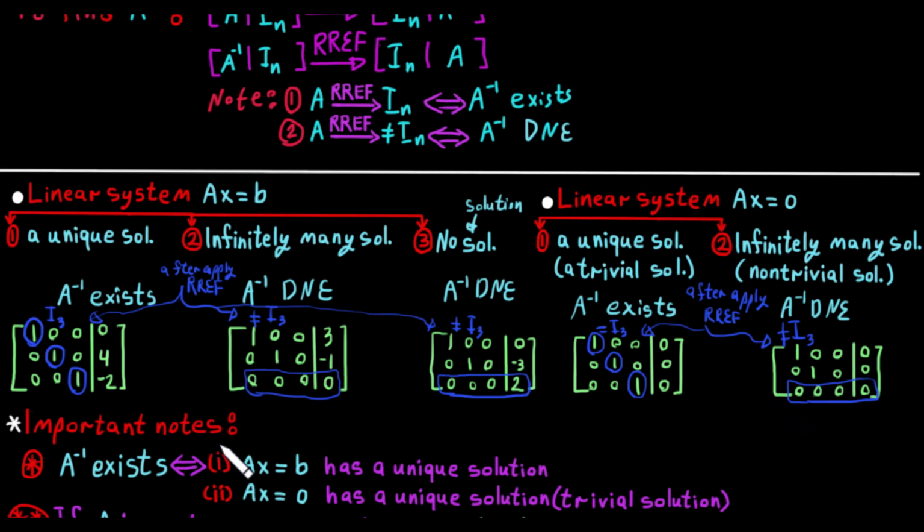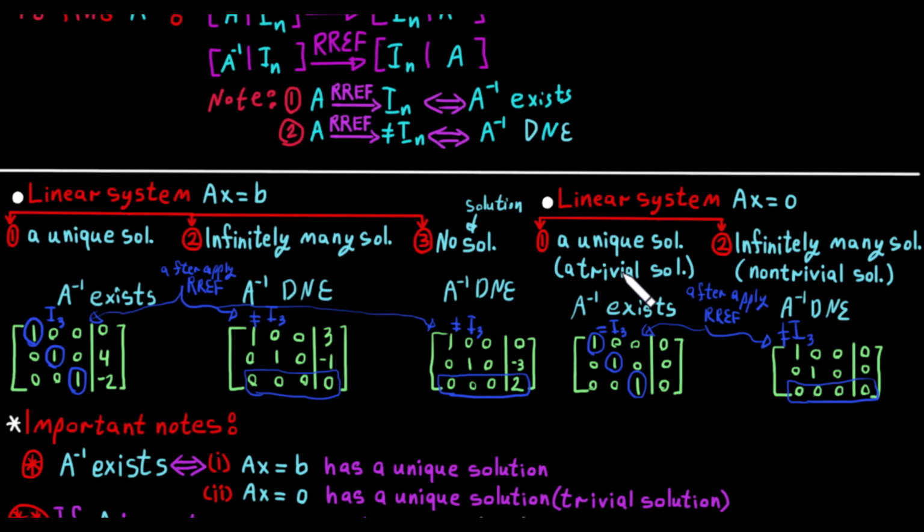I wrote here also an important note: if A inverse exists, then AX equal to B has a unique solution, as we did here. So if it's a unique solution, A inverse exists. And the same thing here, if you have AX equal to 0, which is this system, it has a unique solution, or they call it a trivial solution. As you can see, you can transform it to identity. Therefore, A inverse exists.